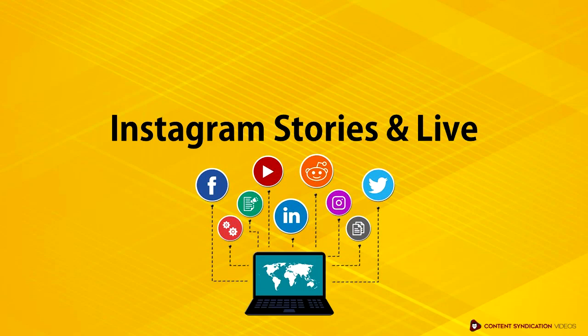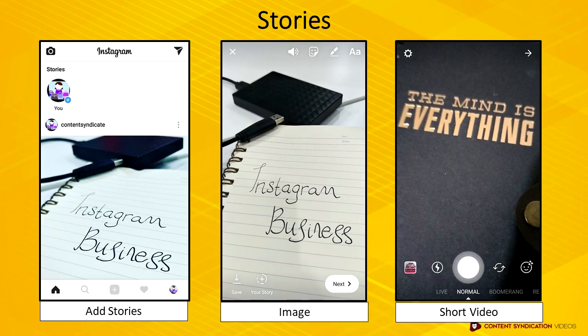Another way for you to showcase your content is through Instagram Stories and Live. To begin using Instagram Stories, all you need to do is click the camera icon on your homepage on the top left of your screen. When you do, you'll be under the default option of Instagram Story.